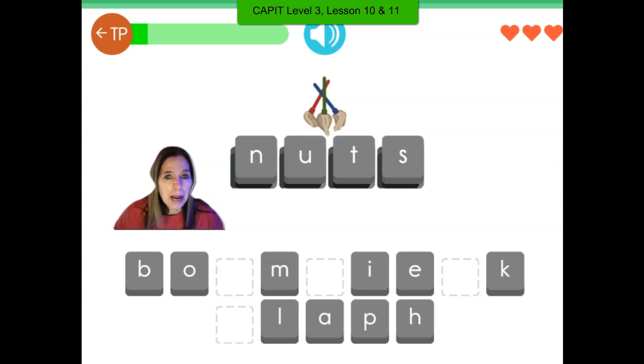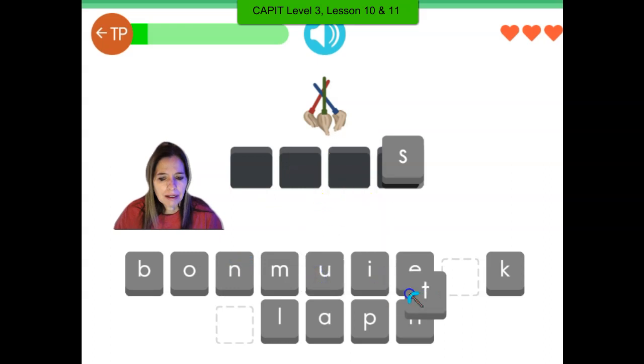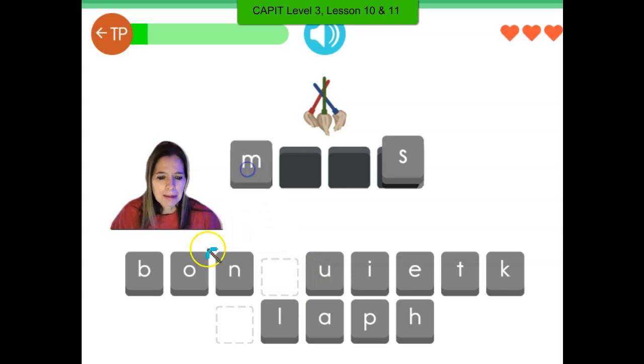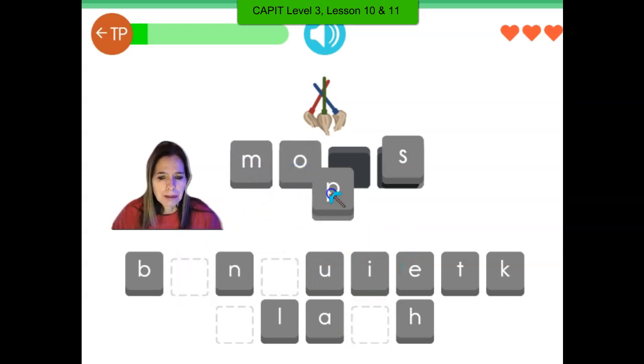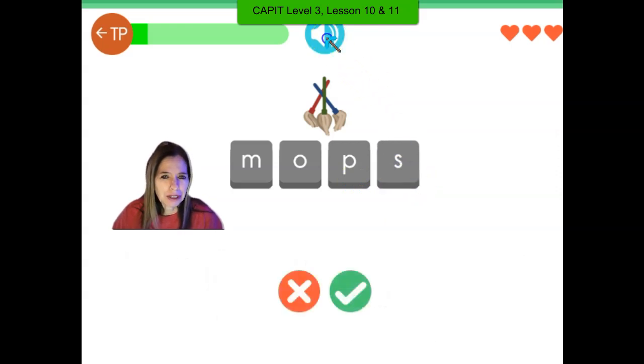Mops. I heard the word mops. So I'm going to get rid of the spellings for the sounds I don't need. P. And did you notice I just had to rebuild the base word? And then I'm going to add the same suffix to the end of this word to make the word mops.